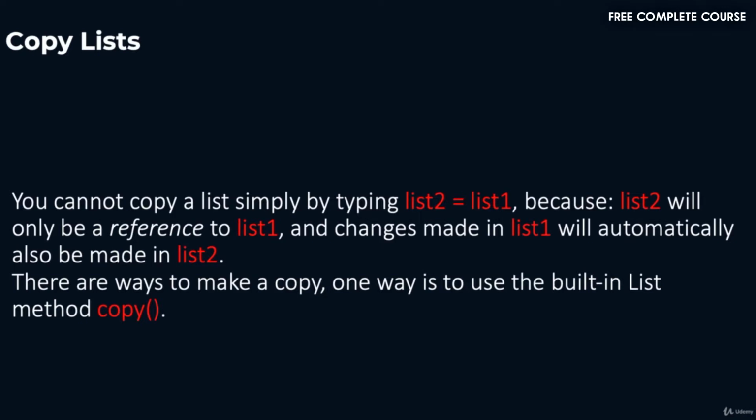All right, welcome back. So in this video, we're going to talk about how to copy lists. You cannot copy a list simply by typing list2 equals list1, because list2 will only be a reference to list1. Changes made in list1 will automatically also be made in list2. There are ways to make a copy. One way is to use the built-in list method copy. So let's take a look at this in our notebook on how we can execute this and copy lists.